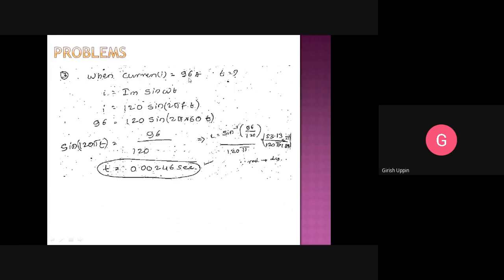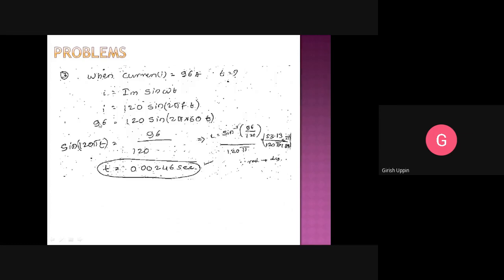What is this 96 amperes? This is the instantaneous value. So at what time does this instantaneous value reach? Use the same formula, i is equal to Im sine omega t. Equation i is equal to 120 sine 2 pi ft. Here the instantaneous value is 96. 96 equals 120 sine of 2 pi 60 into t. So t is unknown here.